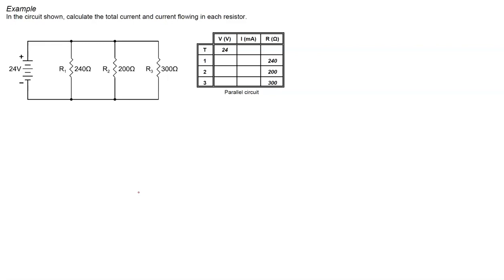Okay, so the first thing is that the rules for parallel circuits tell us that V1 is equal to V2 is equal to V3 is equal to V4 is equal to VT, which of course we know is 24 volts.